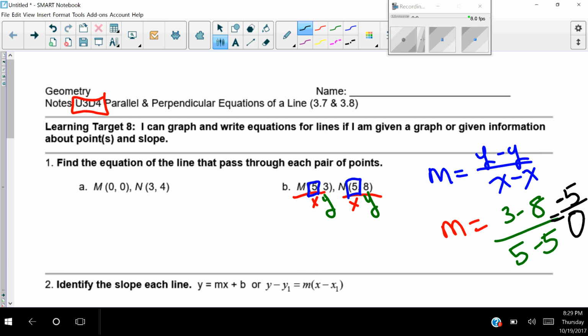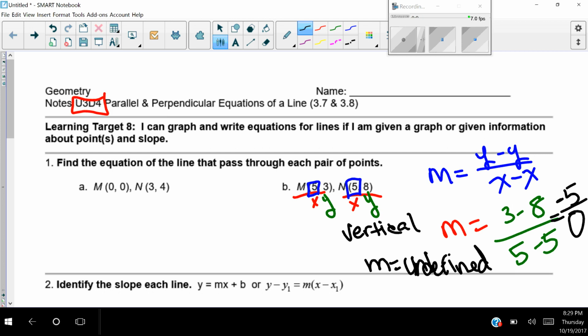We can have 0 on top, that slope will be 0, but when 0 is in the denominator, that's not okay, right? We cannot divide by 0. So I know that this slope is going to be undefined. And I know that this is going to be a vertical line. All vertical lines have undefined slope.